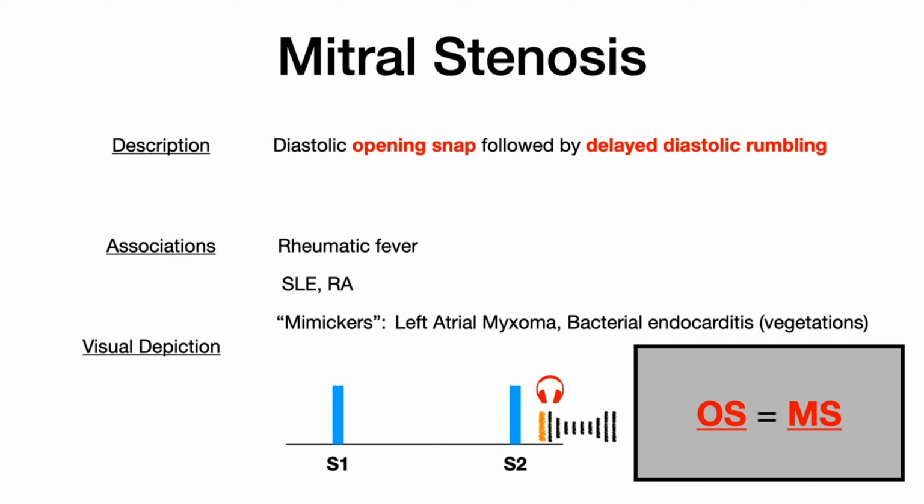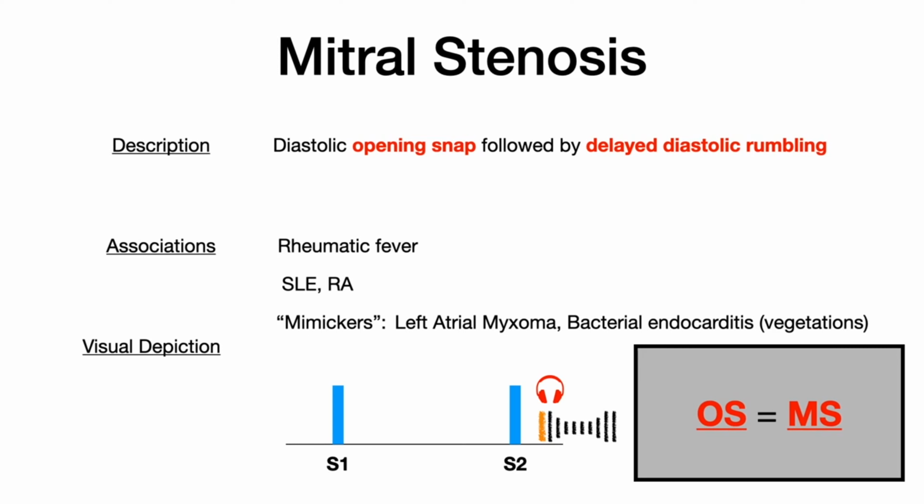All right, so I hope you're able to appreciate the S2, a little bit of a micro delay, and then you hear the opening snap followed by the decrescendo, and then later a little bit of crescendo, delayed diastolic rumbling.